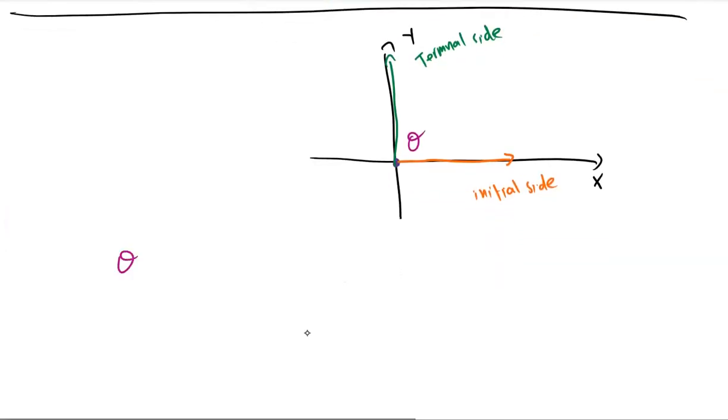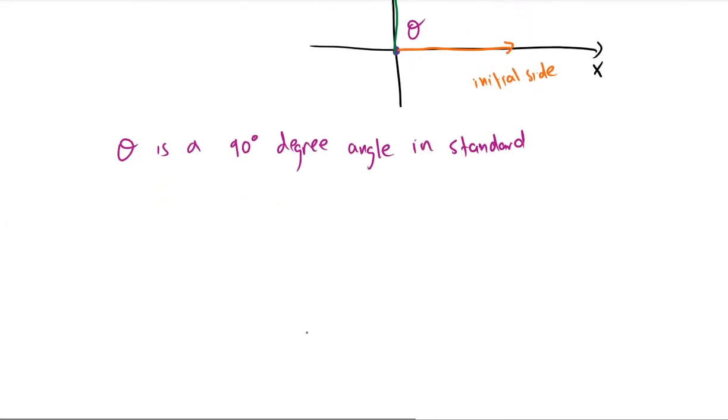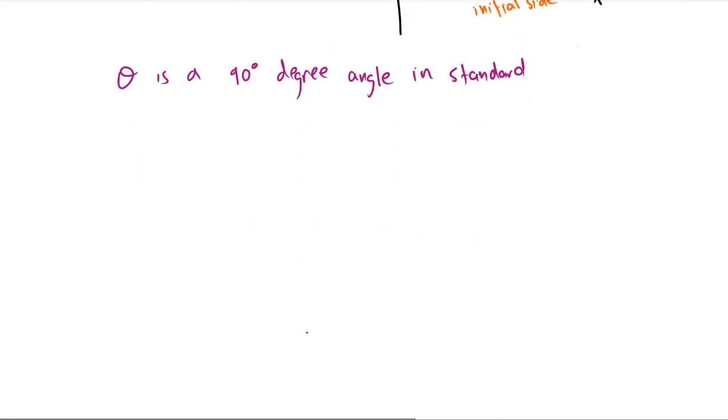So theta is, and I'll say degrees now, but I'll explain what they are in a moment, theta is a 90-degree angle in standard position because its initial side lies on the positive x-axis and its vertex is at the origin of the XY plane. Now, you don't really have to worry about degrees yet. I just use 90 degrees because I know most people know what that means, right? It just means perpendicular lines.